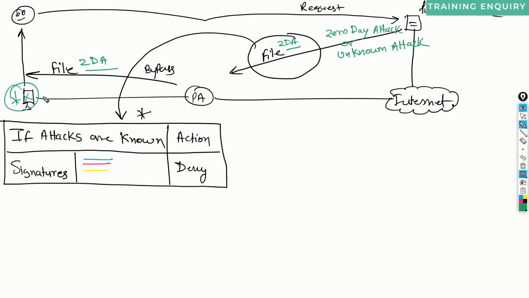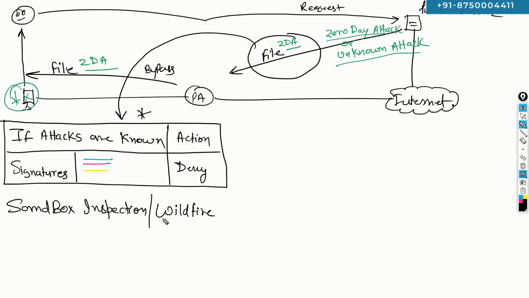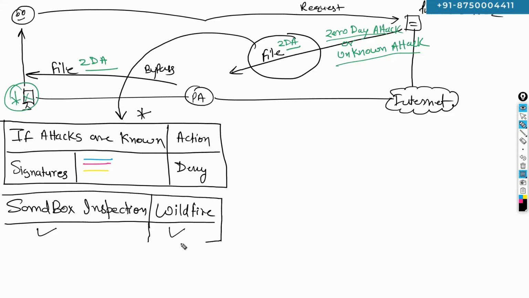Now the question is: can we protect our network from these kinds of unknown or zero-day attacks? Yes, we can protect our network. We can protect it with the help of sandbox inspection. And sandbox inspection is called WildFire on a Palo Alto firewall. So we have to enable sandbox inspection, or WildFire, on the Palo Alto firewall.